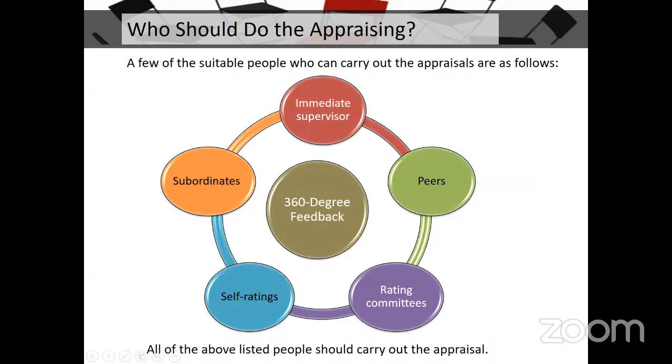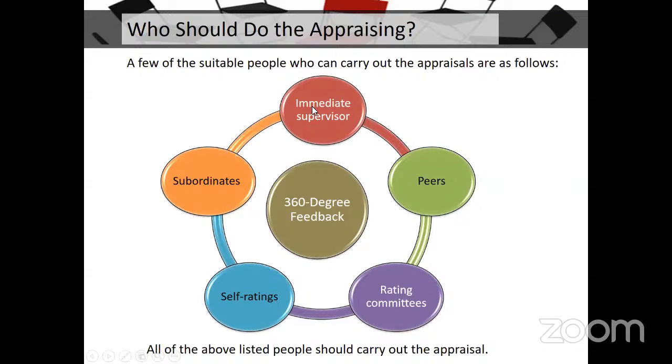Okay. So this just shows, let's say you can see this is a circle. So in terms of the 360-degree feedback, the people who can appraise. You can start from any point, you can see it's a circle. So everybody can be appraising at any given time.